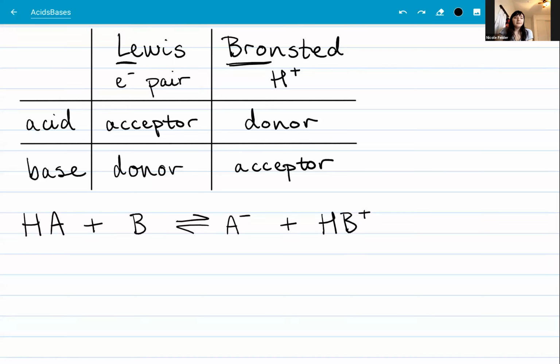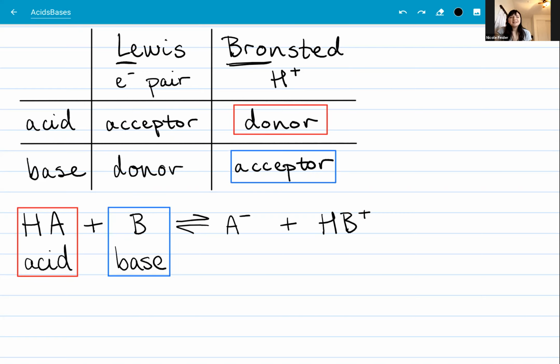This makes representing these acid-base reactions pretty straightforward. So I've drawn here HA plus B producing A minus plus HB plus, where HA is the acid since it has that proton that it can donate, and B is the base because it takes on the proton. Notice here that I've drawn this as an equilibrium reaction, so there's not just the forward reaction going on, but also the reverse.